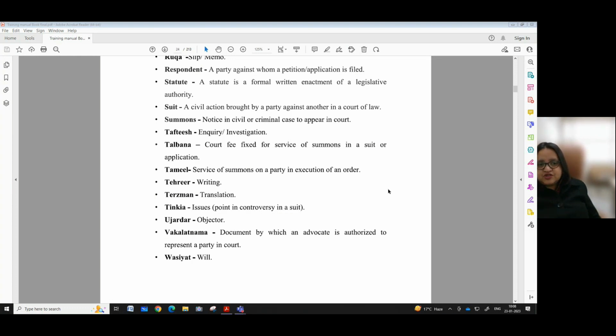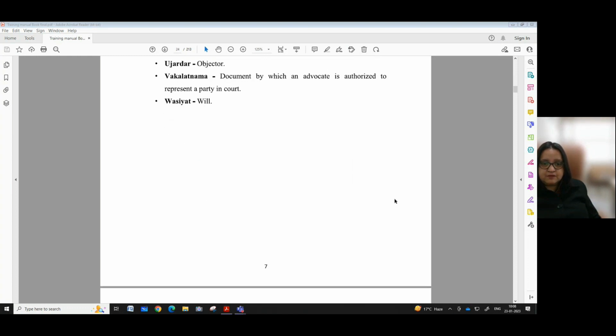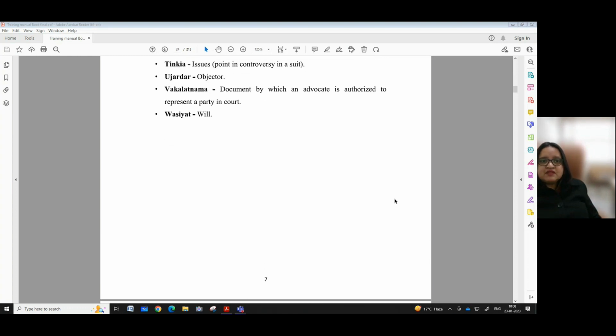Ujardar, objector. Vakalatnama, document by which an advocate is authorized to represent a party in court. Vasiyat, will. So that's all the common legal terminologies that we use in the court.